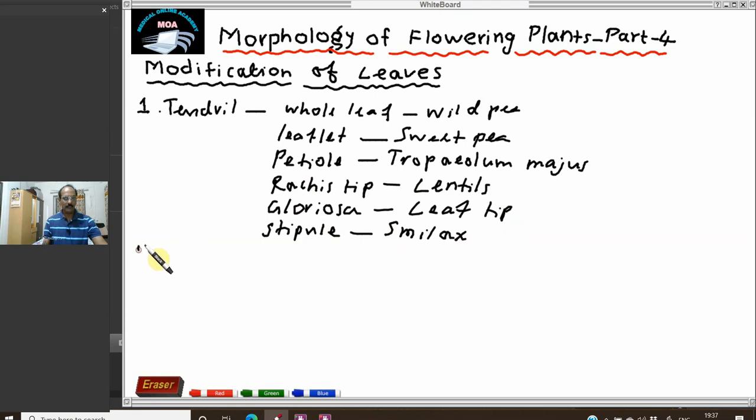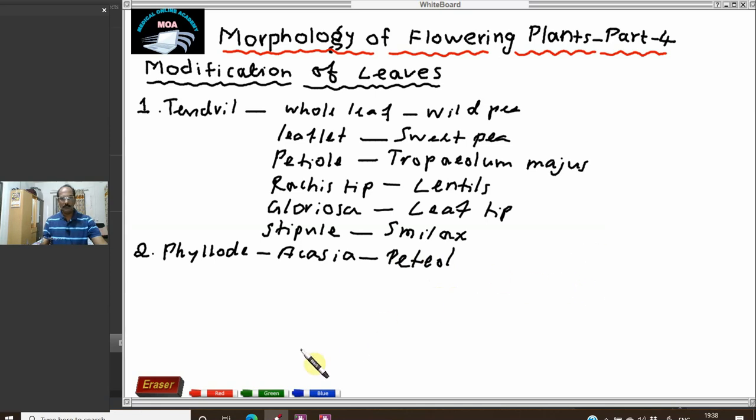So let us see the second type of modification, known as phyllodes. So what is actually phyllodes? In which plant are phyllodes seen? In the acacia plant, the petiole is modified into a leaf-like structure. That leaf-like structure is known as the phyllode.